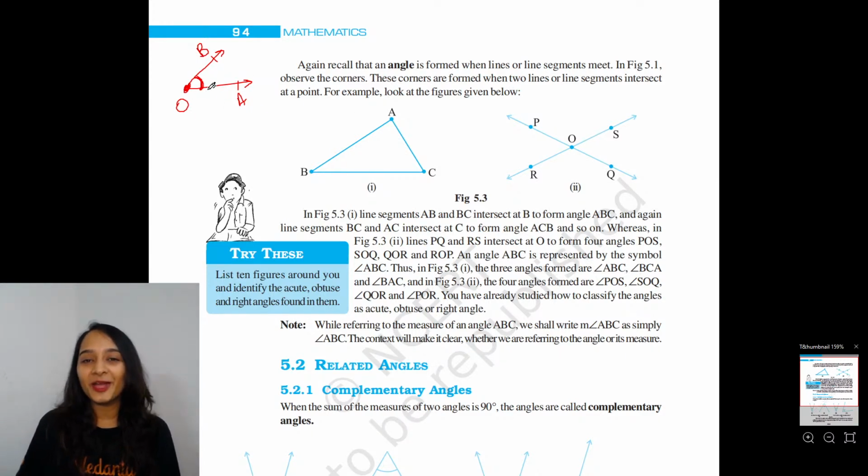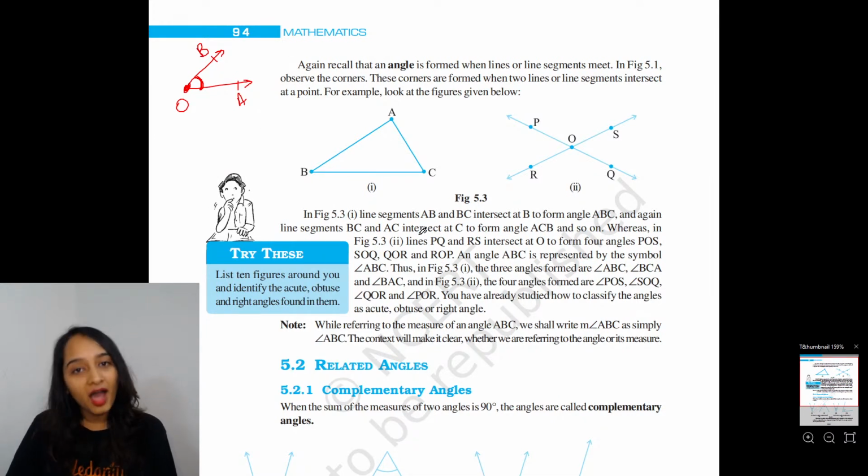So this is called an angle. OA and OB are the rays of the angle but are also called the arms of the angle.